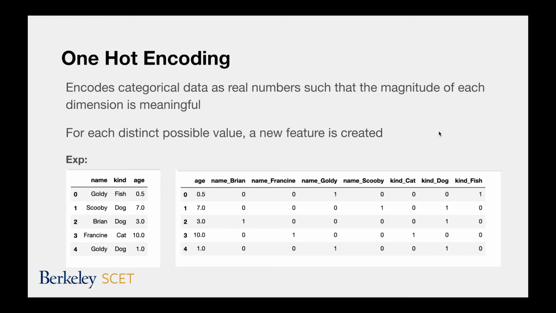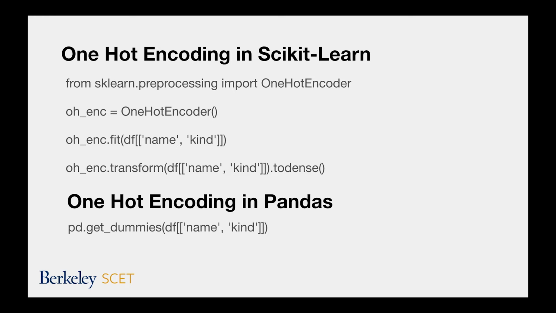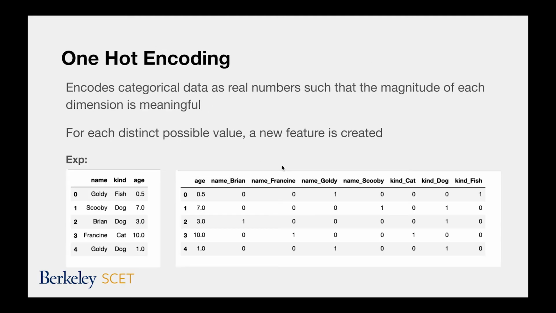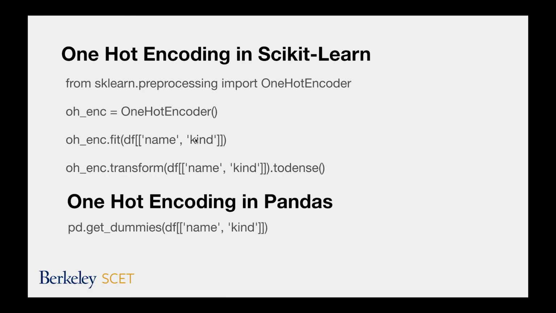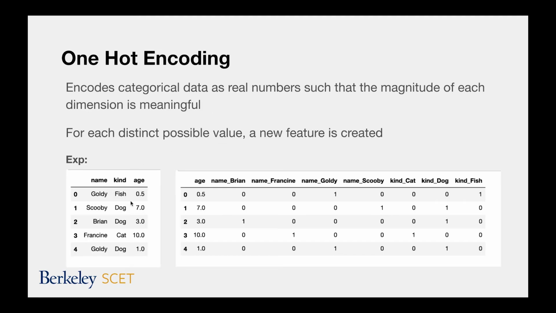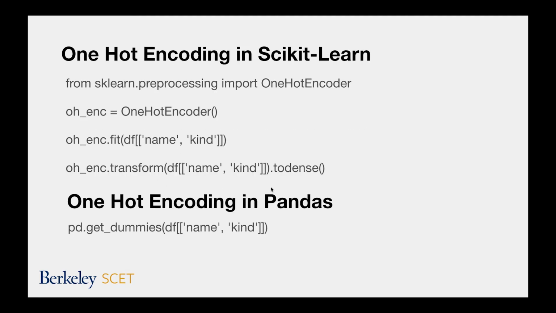There are two ways to make a one-hot encoding: scikit-learn and pandas. For scikit-learn, you would import it, call it, and then fit and transform the column values that you want. Keep in mind, one-hot encoding only works for categorical data. For example, when you run it on the age column, which already has numerical data, it doesn't do anything to it, which is why we're only passing in the column names name and kind.